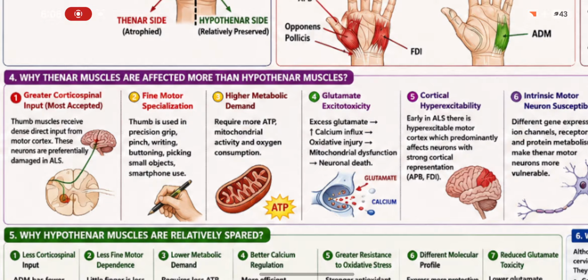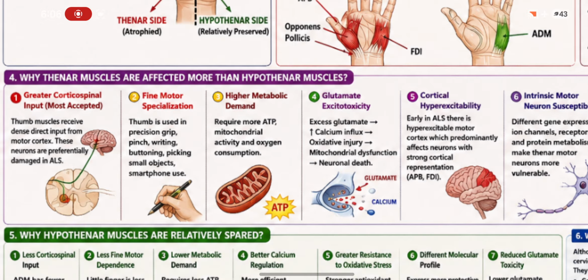Cortical hyperexcitability also plays a significant role. One of the earliest physiological abnormalities detected in ALS is increased excitability of the motor cortex. This excessive cortical activity predominantly affects motor neurons projecting to muscles with extensive cortical representation, particularly the thumb muscles and the first dorsal interosseous. As a result, these muscles undergo earlier degeneration than muscles receiving less cortical input.